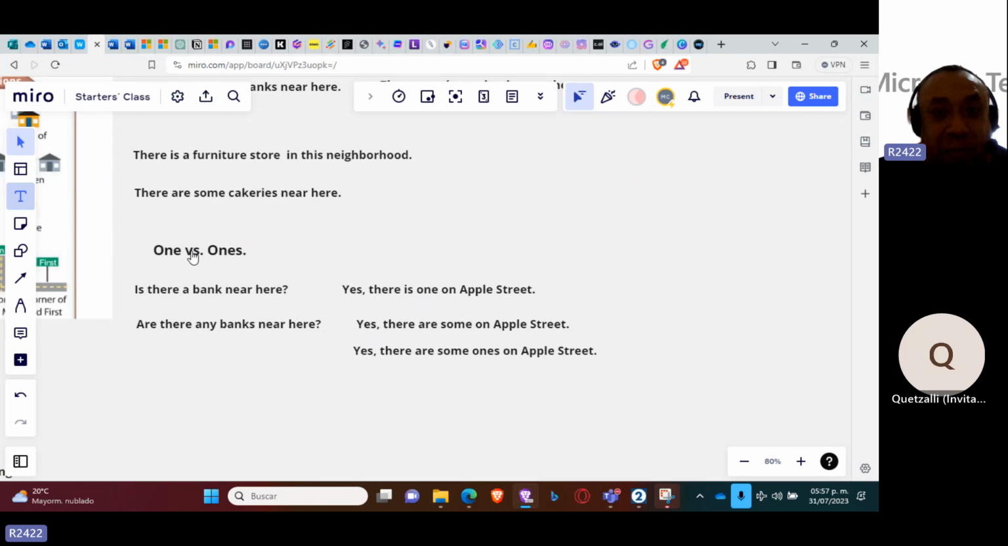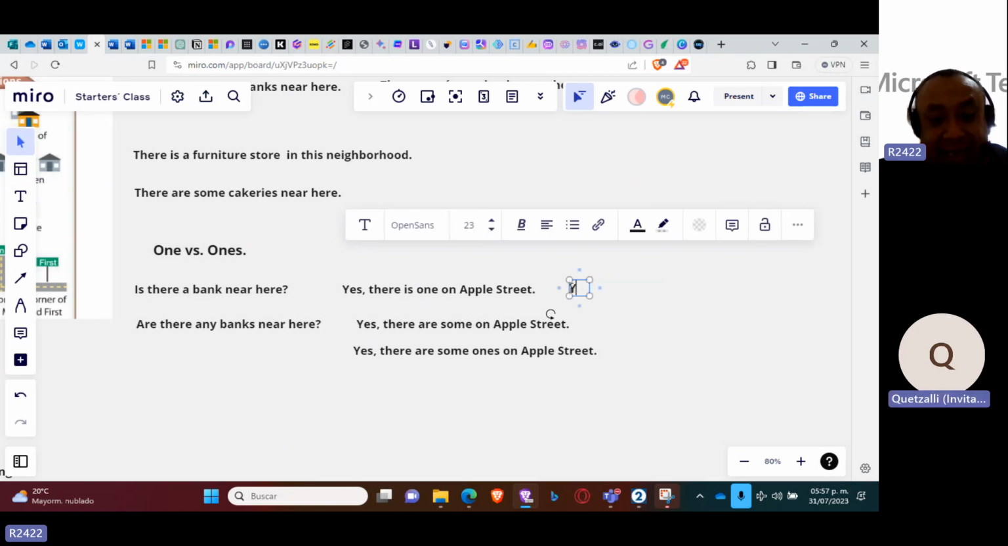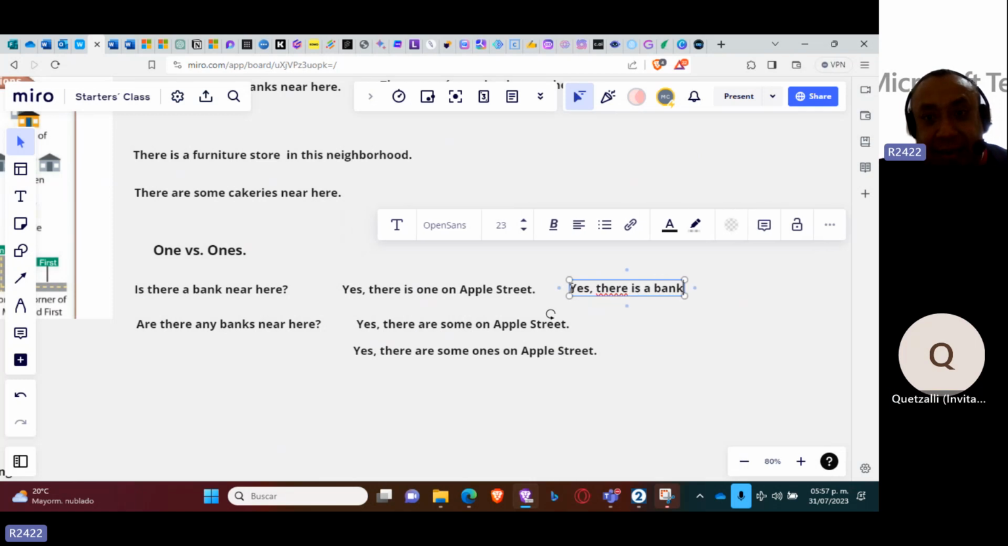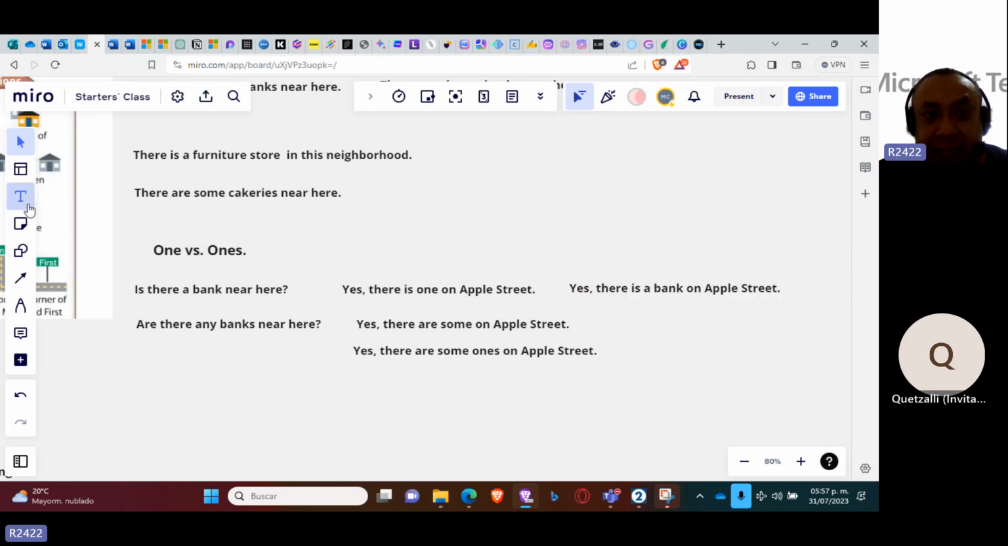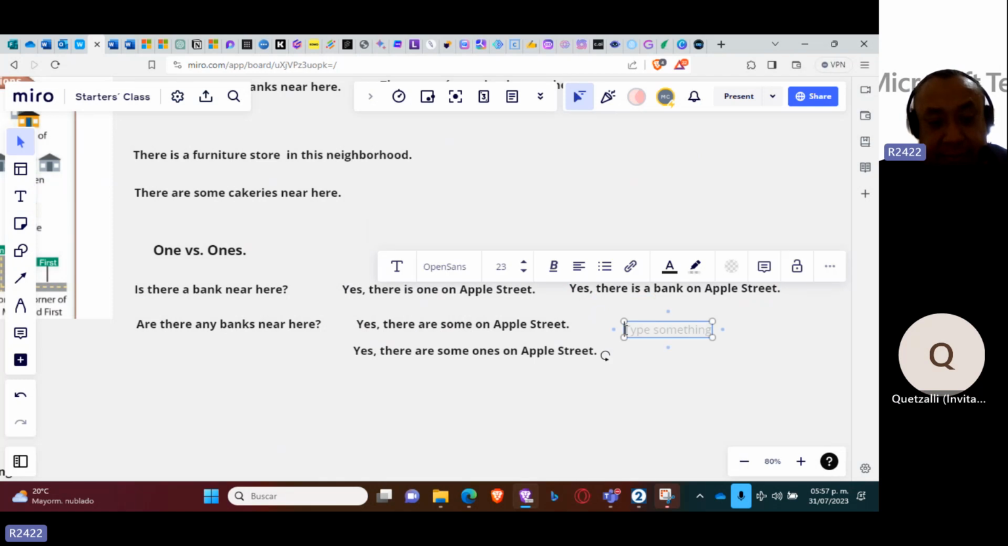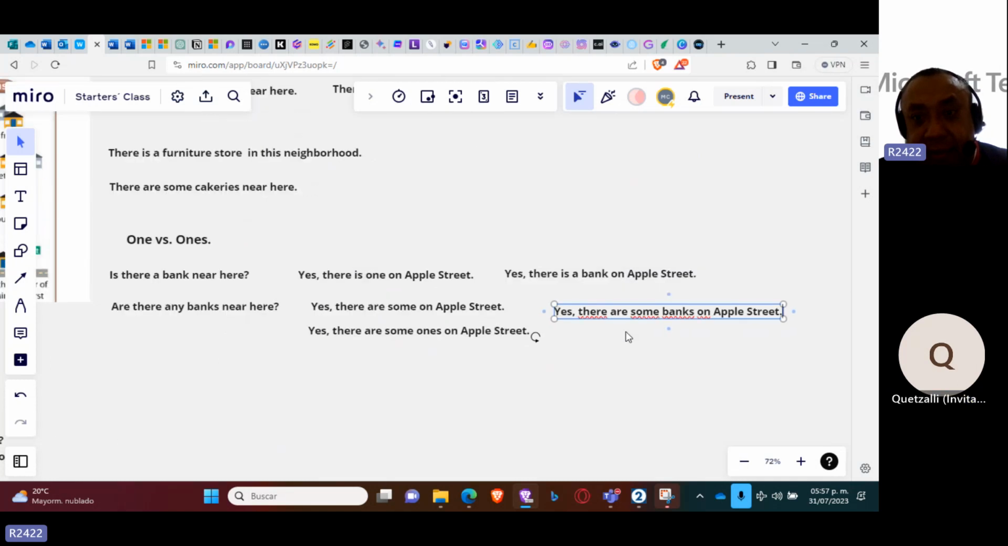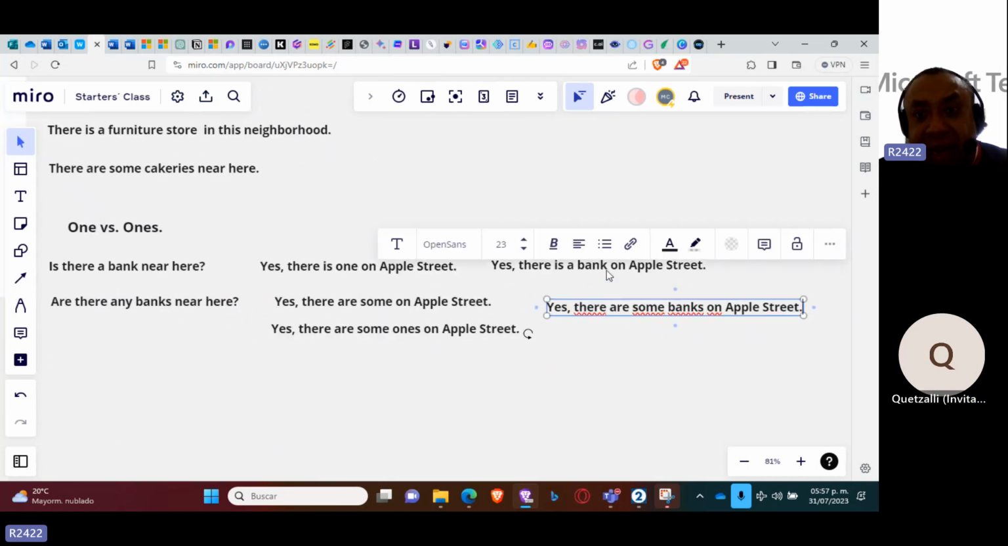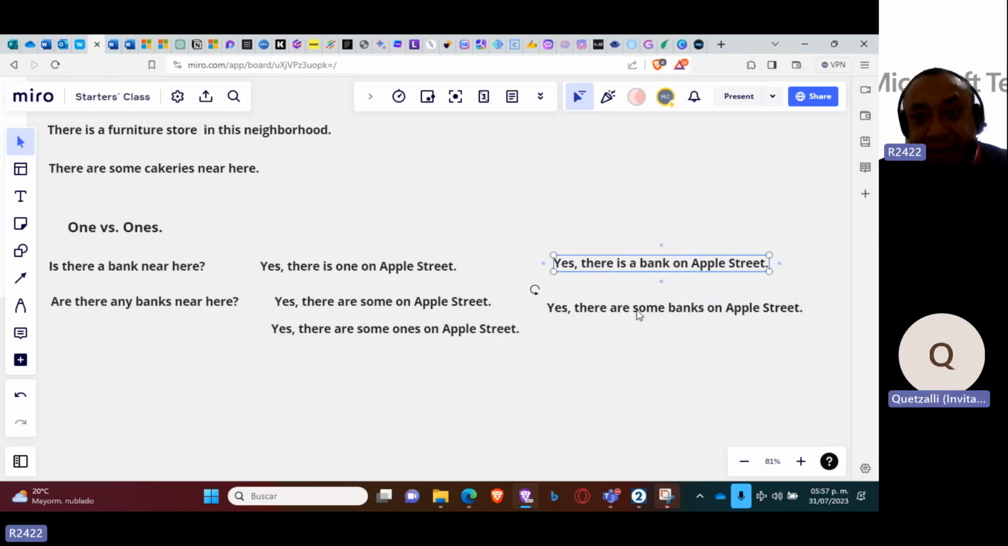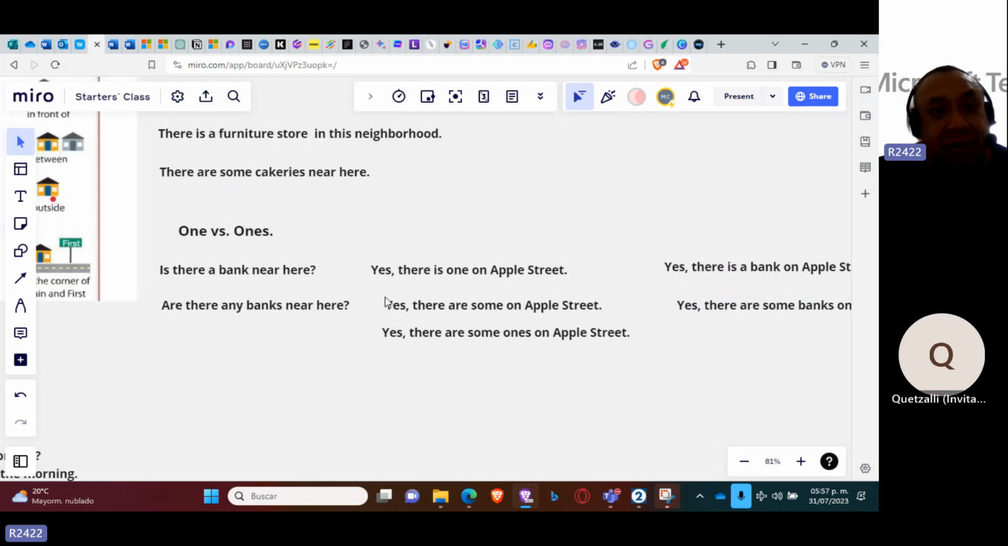Porque aquí tú perfectamente también puedes haber dicho, yes, there is a bank on Apple Street. O acá también perfectamente puedes decir, yes, there are some banks on Apple Street. Ahí está. Pero se utiliza para evitar la repetición, ¿ok? Very good, Kesali.